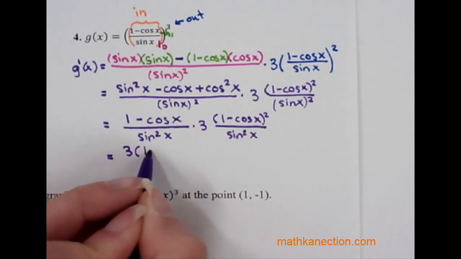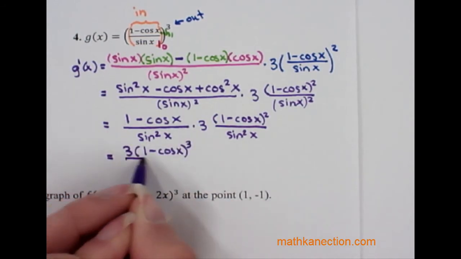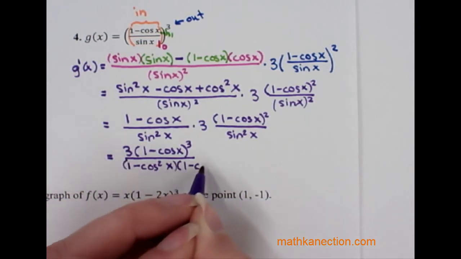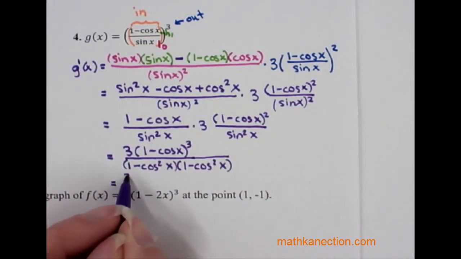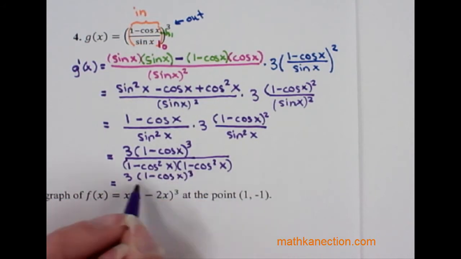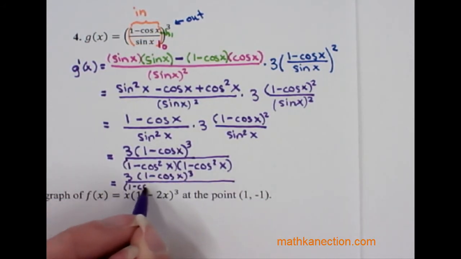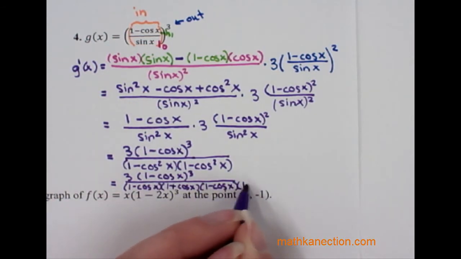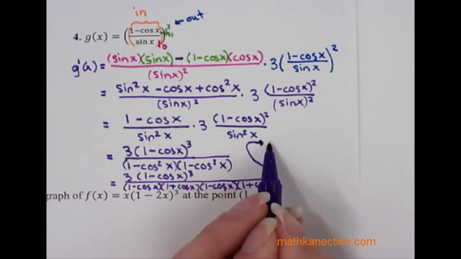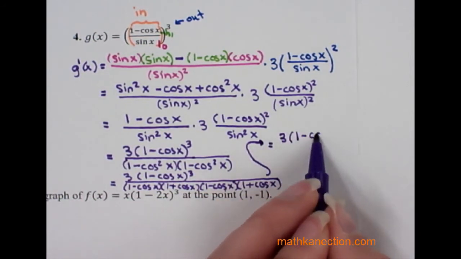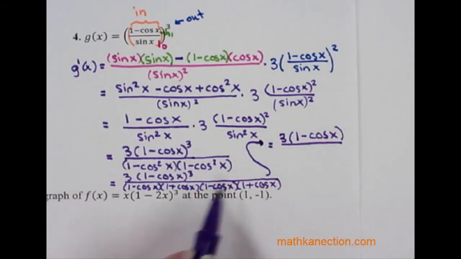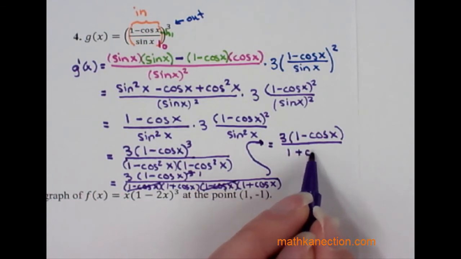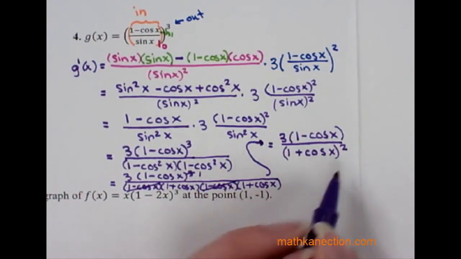Rewriting the problem, so we have 3 times 1 minus cosine of x cubed all over sine squared x, which is actually 1 minus cosine squared x. Changing the other sine squared x also into 1 minus cosine squared x. Then we'll factor the denominator. 1 minus cosine squared becomes 1 minus cosine x times 1 plus cosine x. Same thing with the other one. Then we can reduce the 1 minus cosine of x to leave us with 1 minus cosine x on top. 2 of them on the bottom, eliminating 2 of them on the top. And down on the bottom we have 1 minus cosine of x quantity squared.